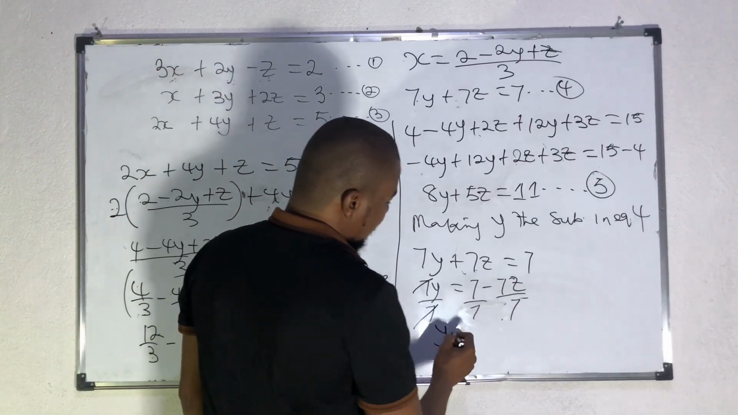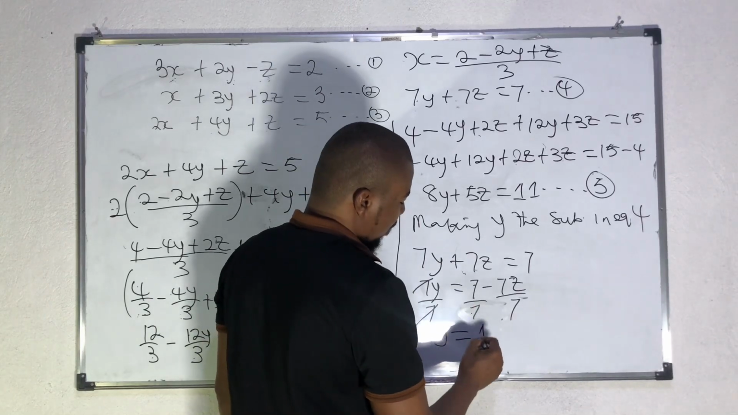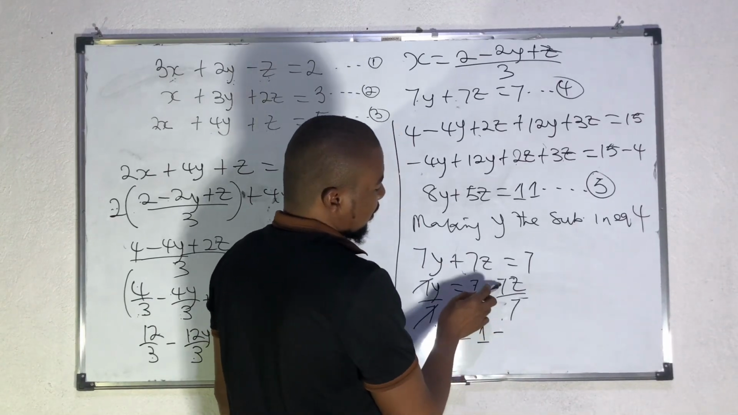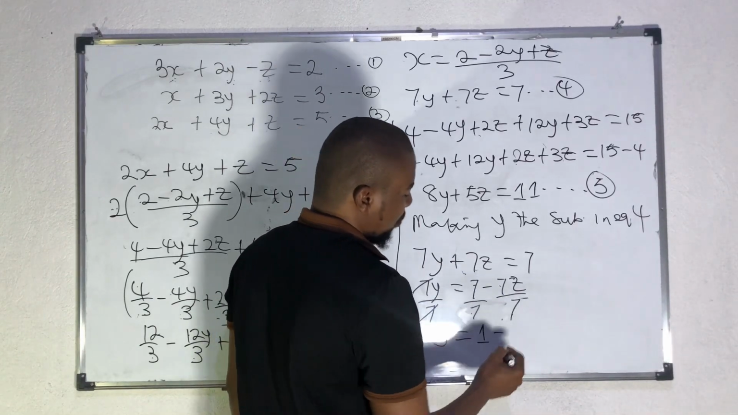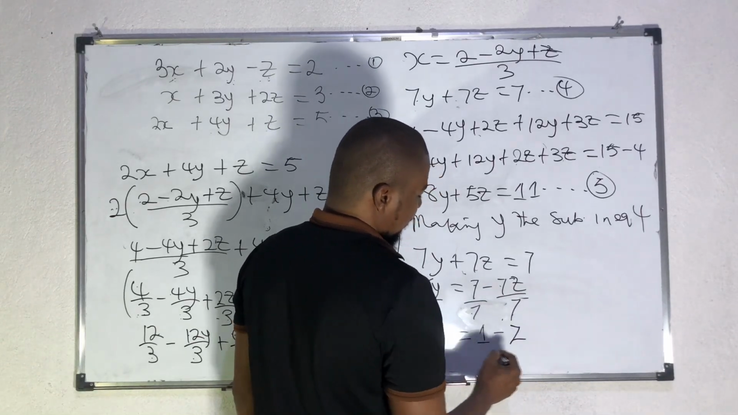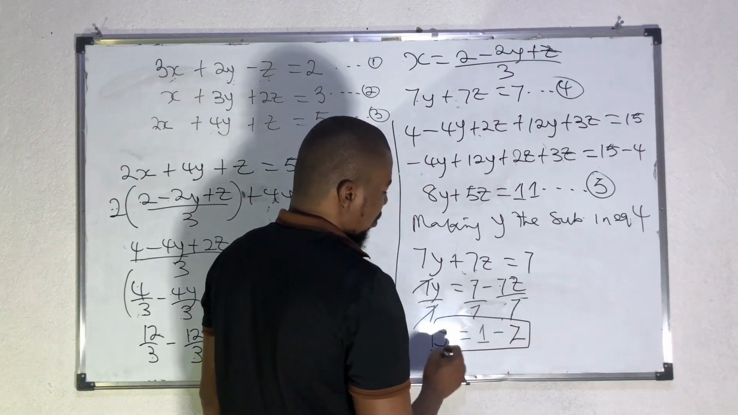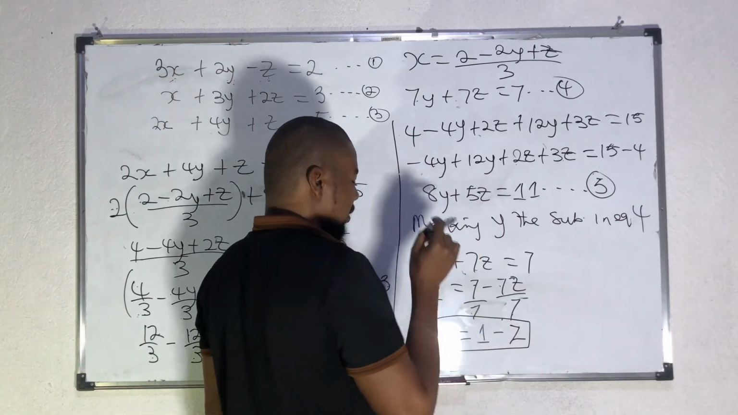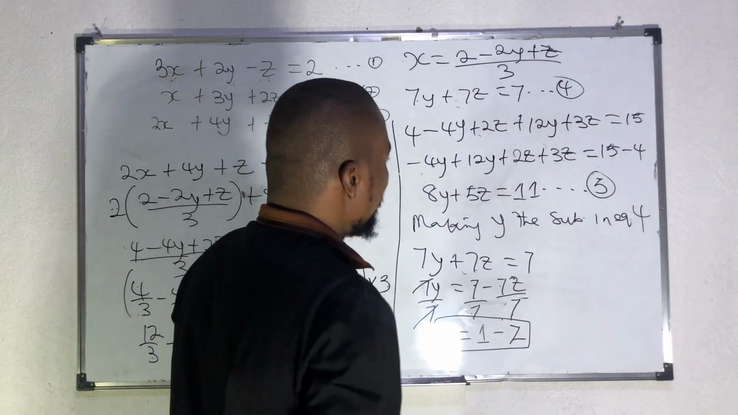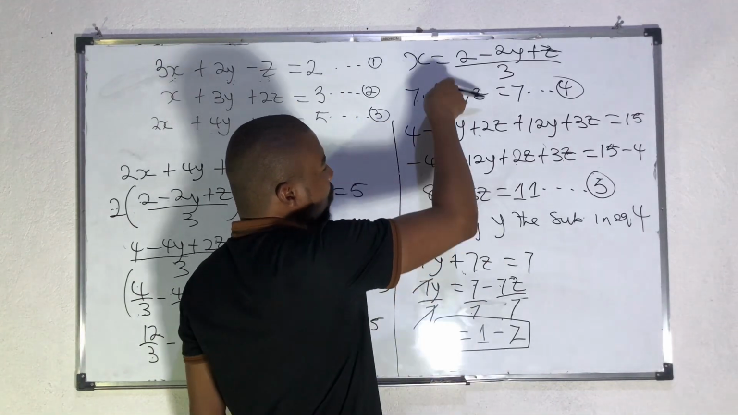Y is now equal to 7 divided by 7, which gives you a 1, minus negative 7 divided by 7, which gives you a negative z. Now, it means that our y is equal to 1 minus z. We have made y the subject of the formula in equation 4.